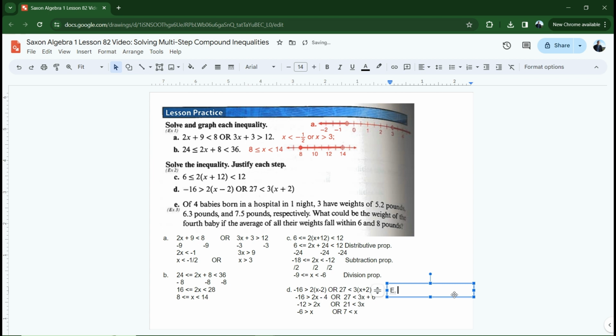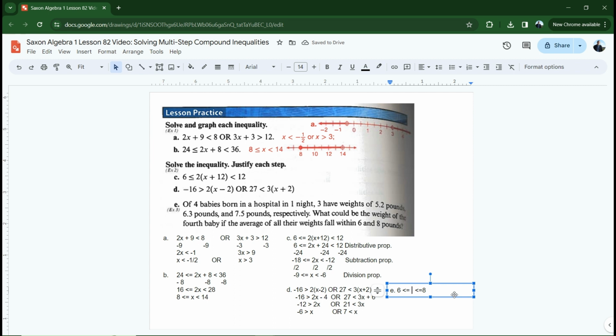So for letter E, we have a number that's a minimum. We're going to say falls within 6 to 8. 6 has to be less than or equal to the weight of the babies, which is less than or equal to 8. And then we have some statement in the middle here. What's my statement in the middle going to be?